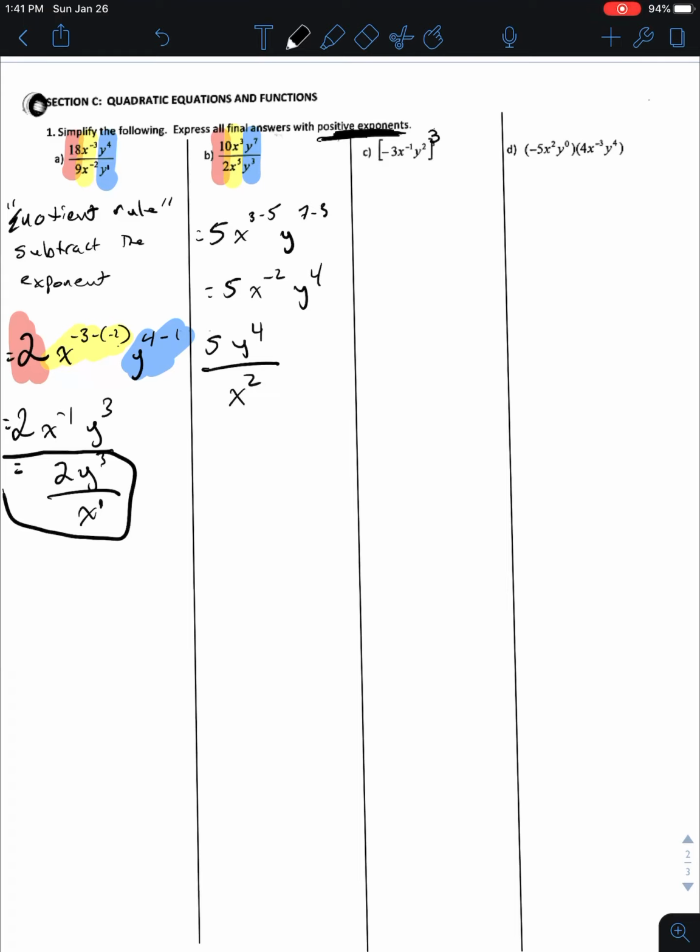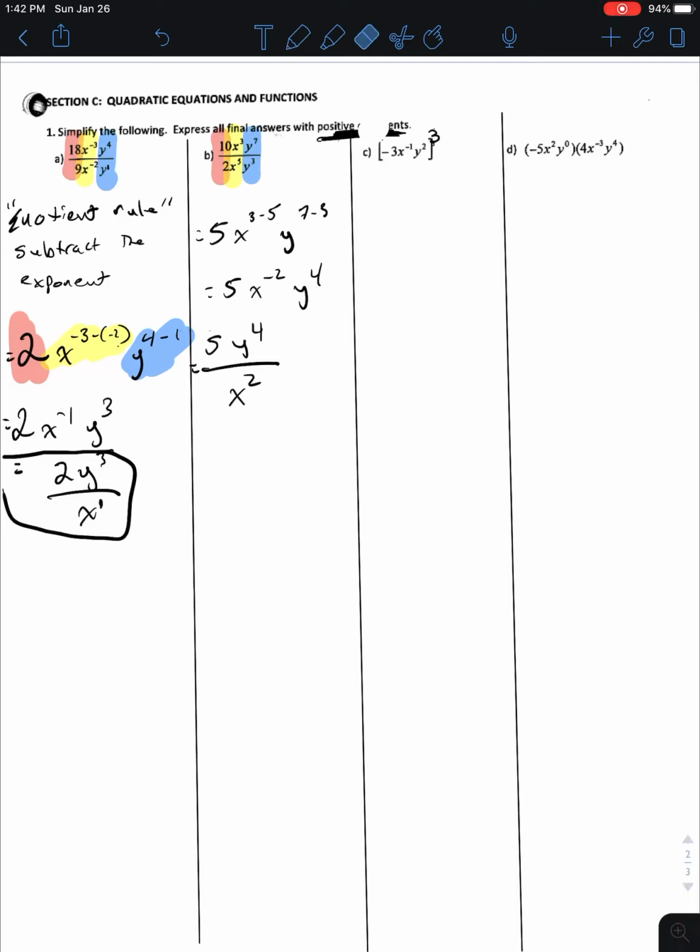What do we do with the negative? Bring it to the bottom. Yeah, so it's 5y^4 divided by x squared. Done.